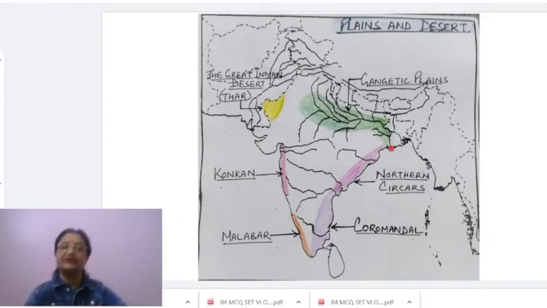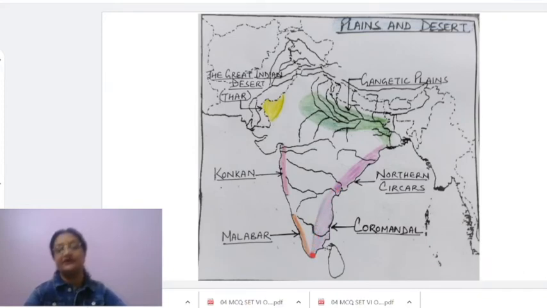The eastern coastal plains start from here, the extreme northern part of the eastern coastal plain. From West Bengal it starts and continues till, you can see here, this point where the Godavari delta is. This is the northern part of the eastern coastal plain, and this is known as the Northern Sarkars.